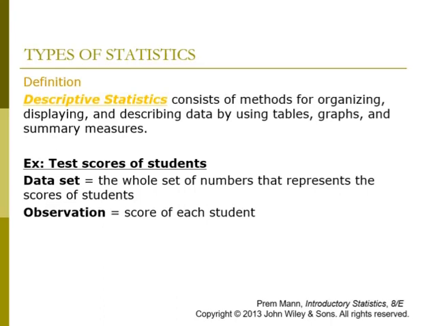So we look first at descriptive statistics. Descriptive statistics consists of methods for organizing, displaying, and describing data by using tables, graphs, and summary measures. Suppose we have information on the test scores of students enrolled in a statistics class. In statistical terminology, the whole set of numbers that represent the scores of the students is called a data set, and the score of each student is called an observation.